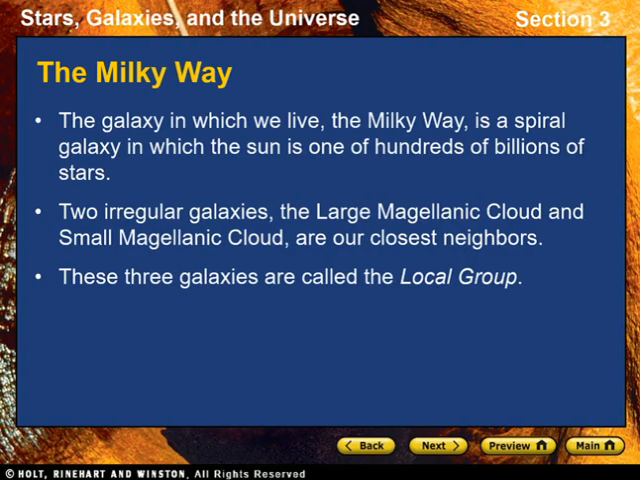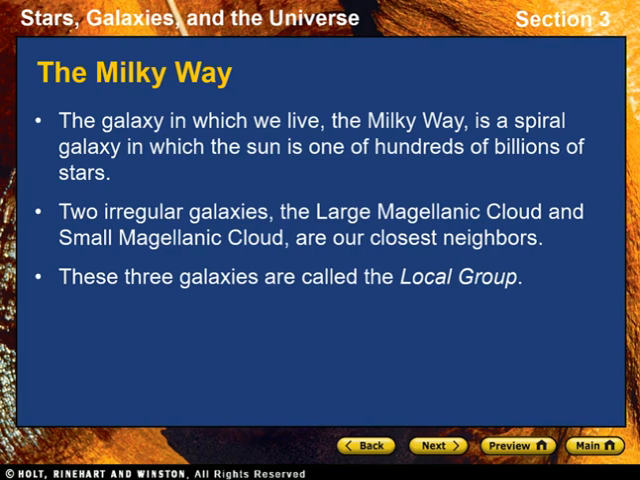The Milky Way. If you look into the night sky, you may see what appears to be a cloud-like band that stretches across the sky. Because of its milky appearance, this part of the sky is called the Milky Way. The Milky Way galaxy is a spiral galaxy in which the Sun is one of hundreds of billions of stars. Each star orbits around the center of the Milky Way galaxy. It takes the Sun about 225 million years to complete one orbit around the galaxy.